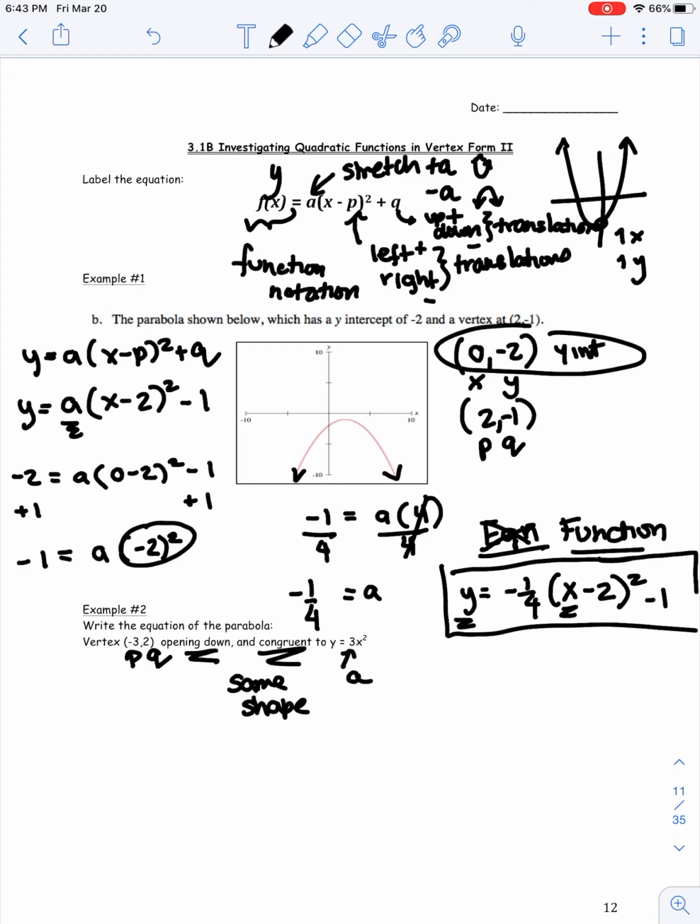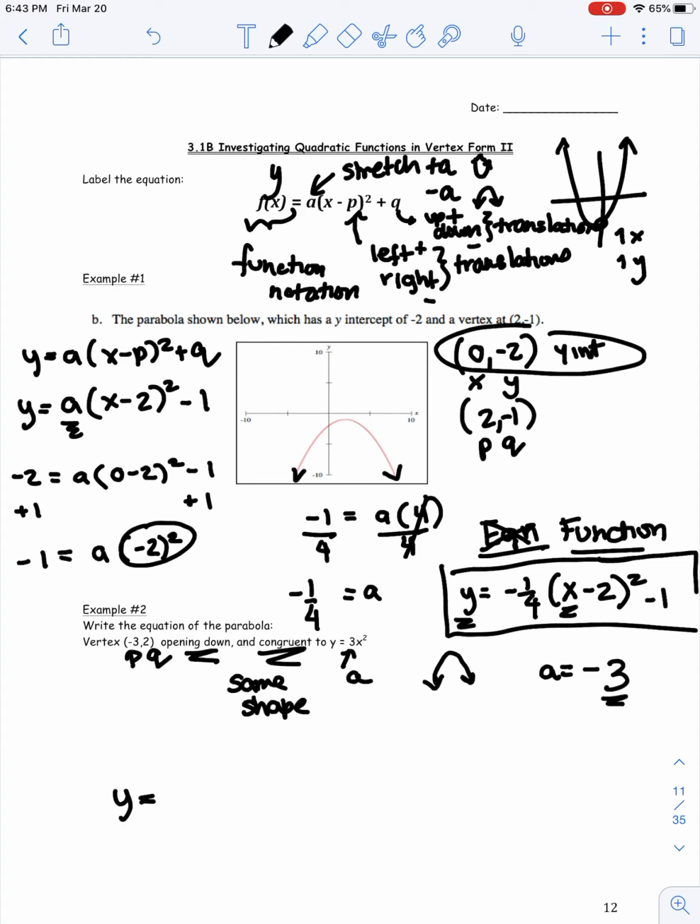The only thing we have to watch for is they want us to make sure it's downward facing. Now, the only way to do that is to make your A value negative. So we're going to use negative to show that it's downward facing, and we're going to use the same number for A, which is 3. So that's what congruent means, same shape. We're going to get the same shape by using A equals -3.